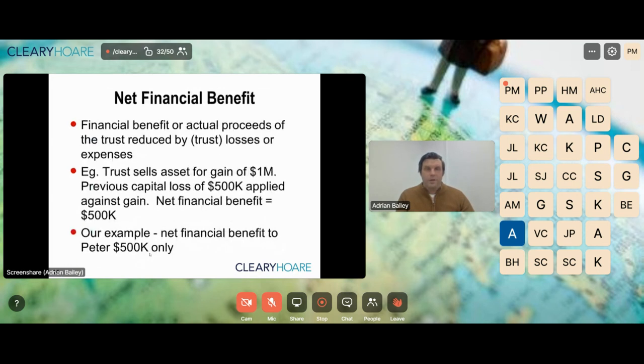Net financial benefit is defined within, and it's the financial benefit or actual proceeds of the trust reduced by trust losses or expenses. So to run through a very simple example with Peter, a trust sells an asset for a gain of $1 million. The previous capital loss of $500,000 is applied against the gain, so our net financial benefit is $500,000. So we need to make sure that Peter receives $500,000 of net financial benefit from the trust in order for him to be specifically entitled in that example.